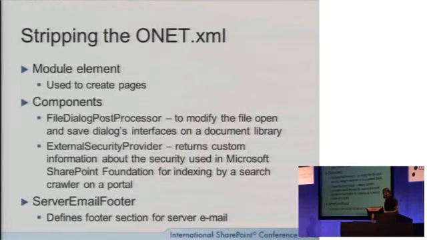There are also a couple of components that aren't available in your web template. The first one is the file dialog post processor. Who has ever used that in their custom site definition? Yeah, me neither. The same is true for the external security provider. It's not something that's used a lot, so it doesn't matter that it's not available anymore. We also have the server email footer that's not available in your web template, but that wasn't used a lot either. So, we're fine. We can just strip all this from the ONET.xml that we copy from our site definition.